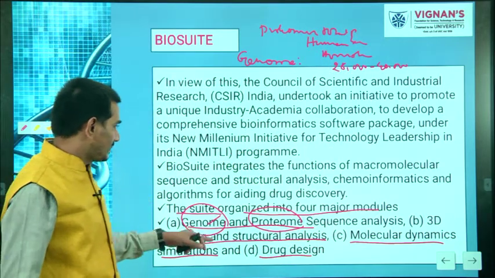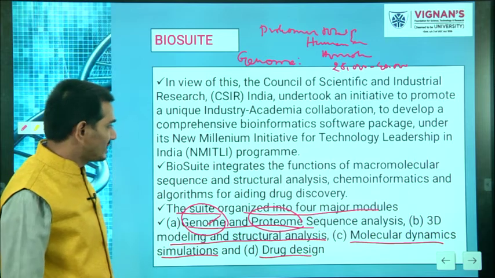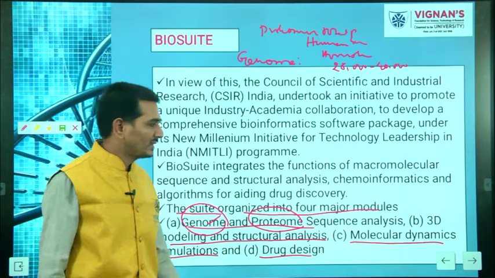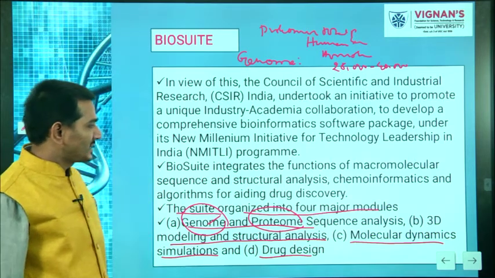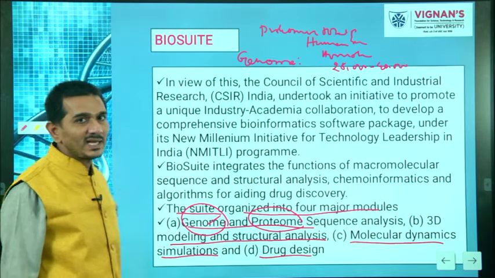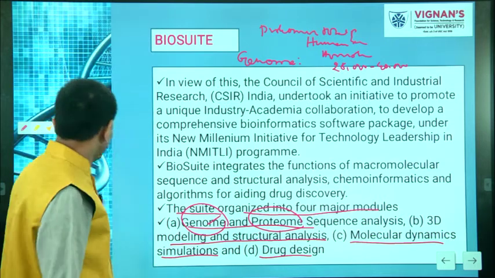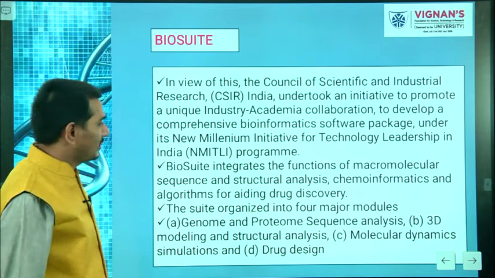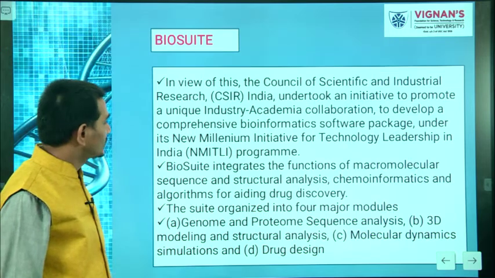And the second one is 3D modeling and structural analysis. That is the second module. The third module is regarding the dynamics and simulation part. And the fourth module, the last module, is the drug design. So these are the 4 modules in this Biosuite.